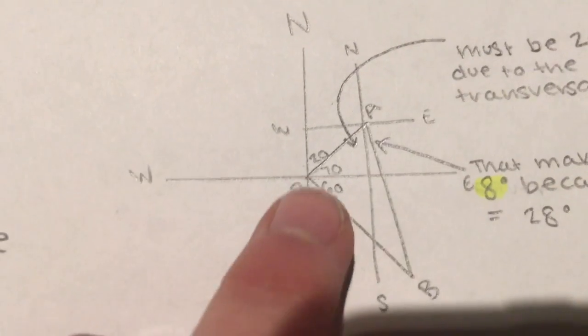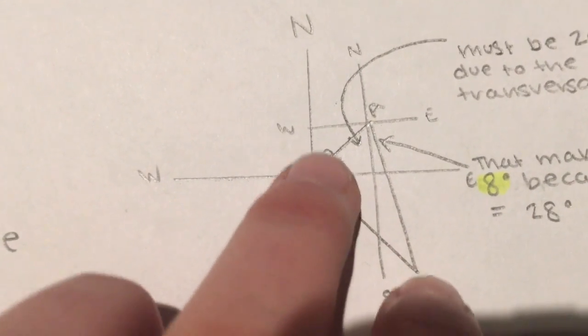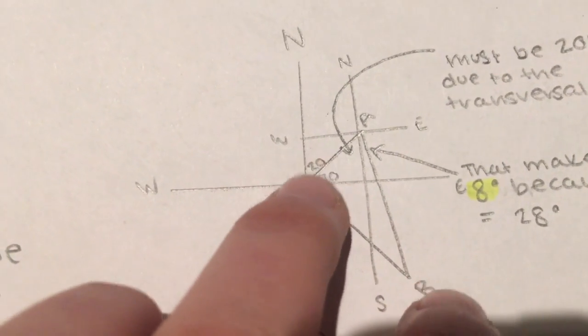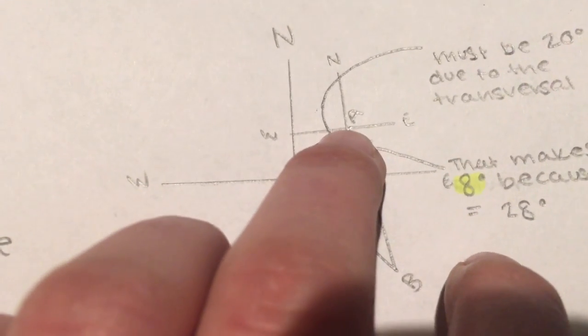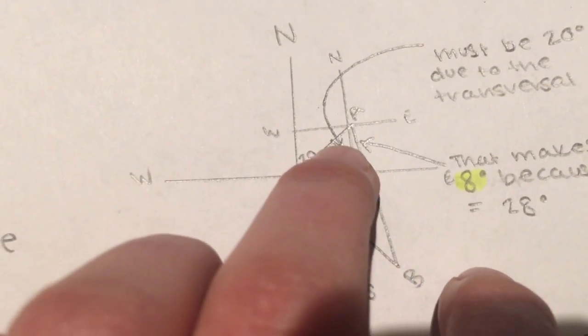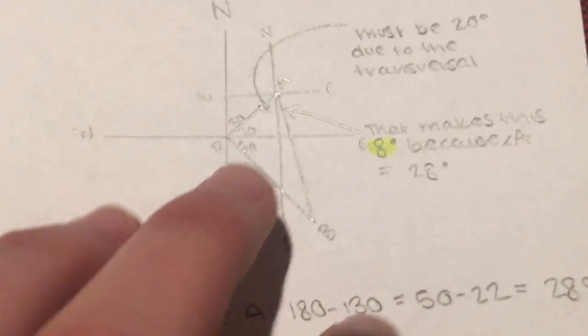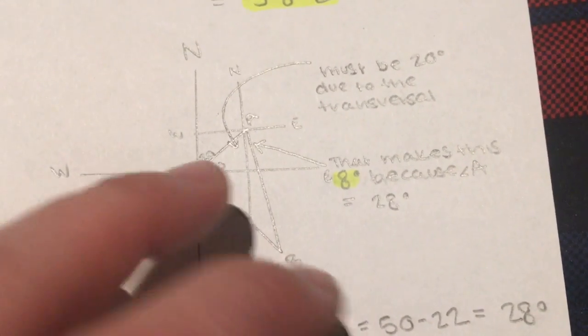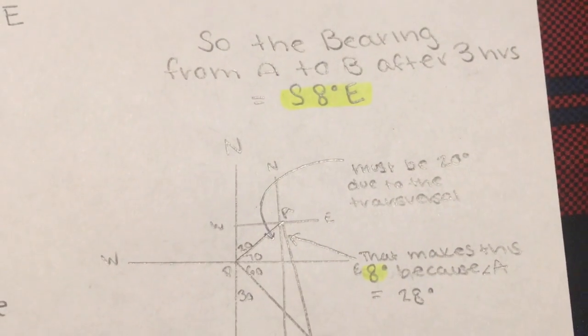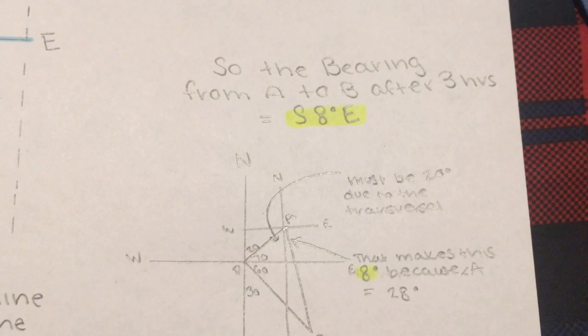Once again, we know that right here is 70, and since it swings over 20 degrees, then it's going to be the same up here. So from point A down to the x-axis, that is going to be 20 degrees. That makes this little sliver connecting from A to B 8 degrees. So now that you know that, your bearing must be south 8 degrees east, and that's after 3 hours.